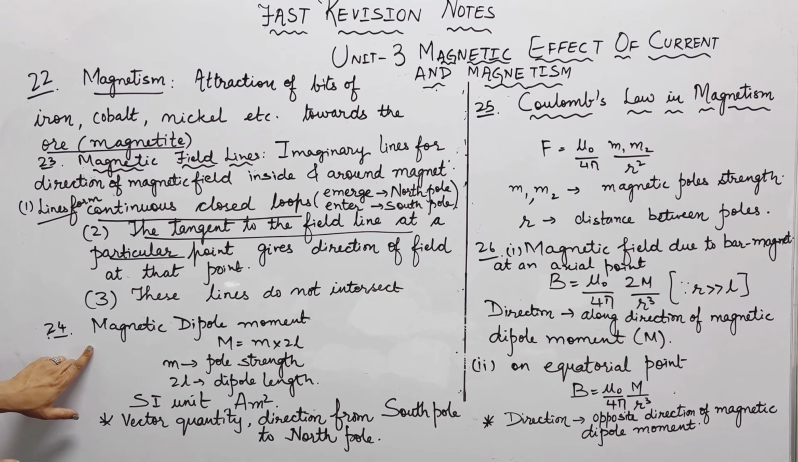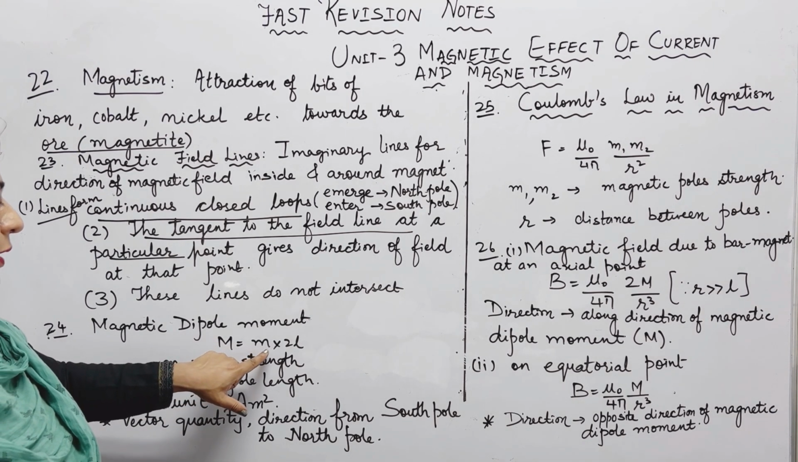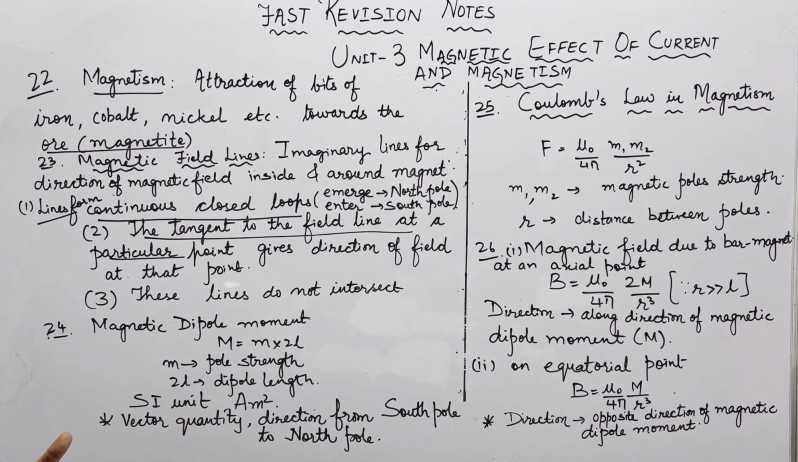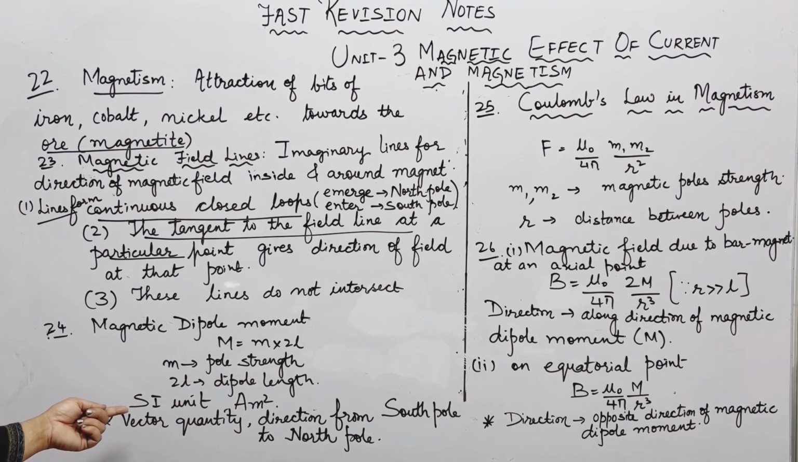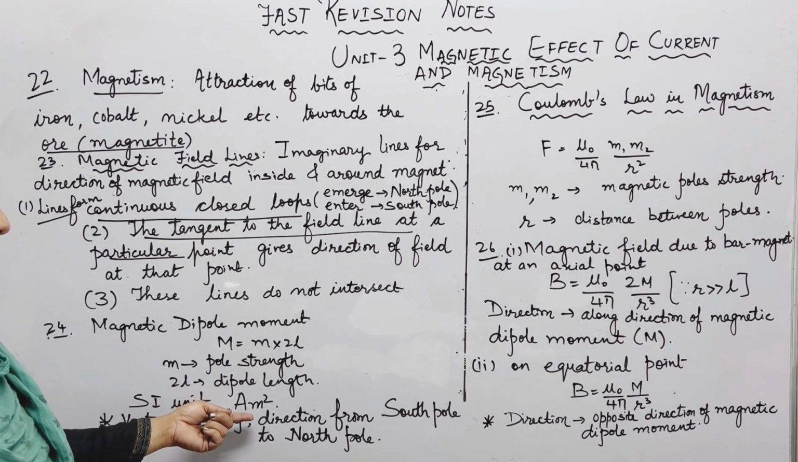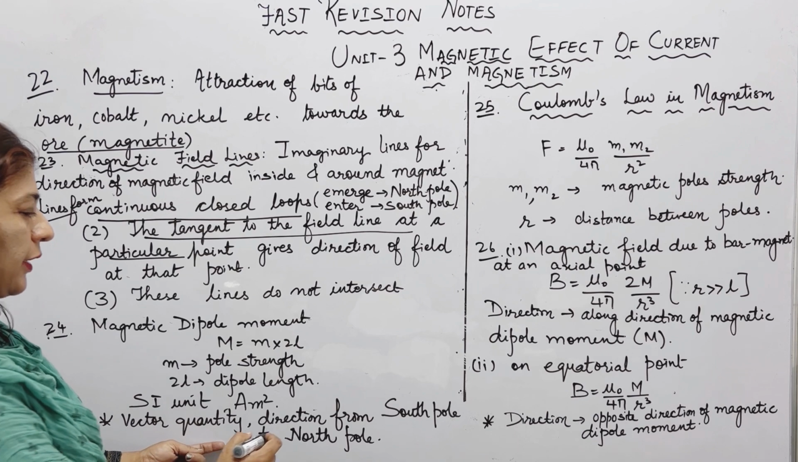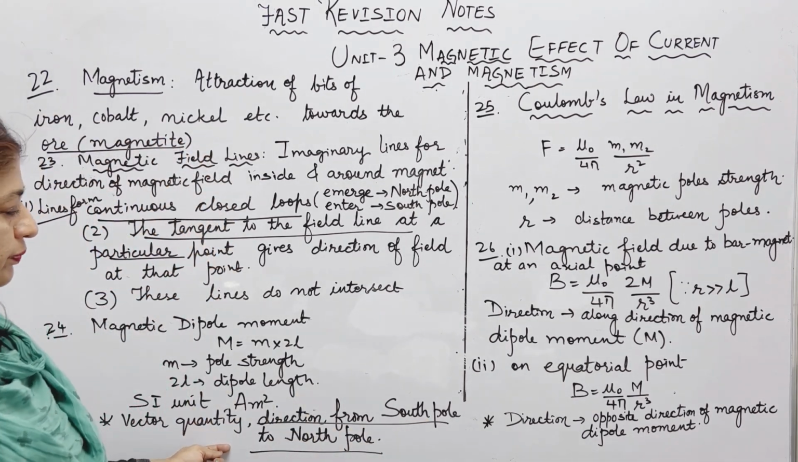Then is the magnetic dipole moment, denoted by M. It is a vector quantity and it is the product of the pole strength, either north or south pole, and 2L, the dipole length. The SI unit is ampere meter square, and this is a vector quantity. The direction is from the south pole to the north pole.